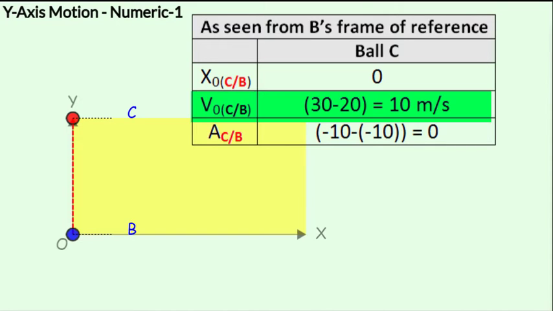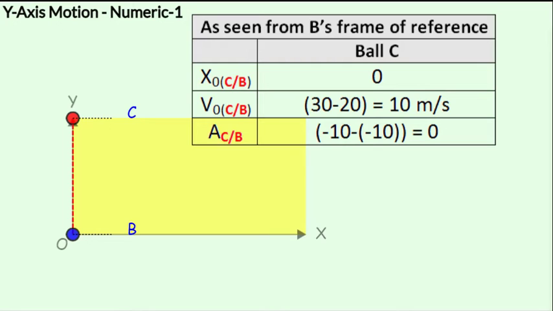The initial velocity of C with respect to B is 30 minus 20, which is 10 meters per second in the upward direction. The relative acceleration of C with respect to B would be 0, as both B and C have the same acceleration acting on them, which is minus g. So the relative acceleration between B and C will be 0, and since this is a constant, we could apply the equations of motion for C with respect to B.